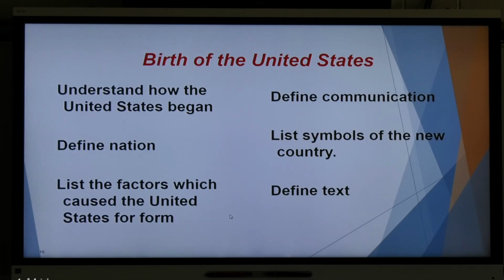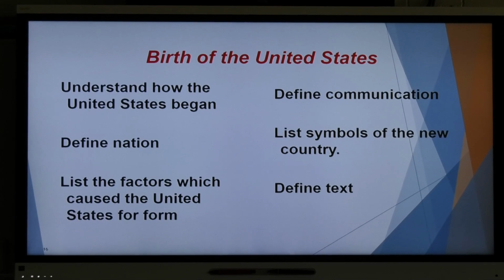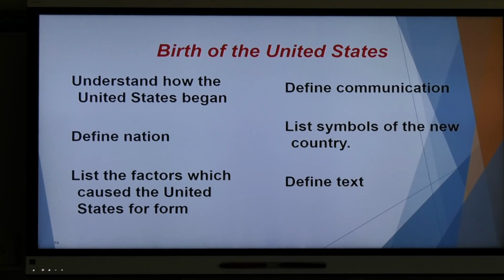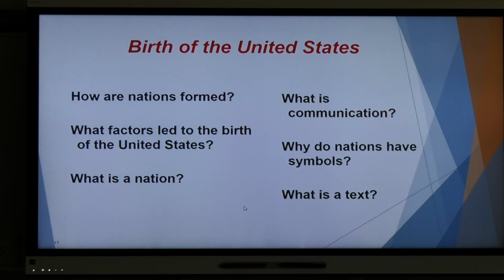I'll give you another example. This is from social studies. Again, they may be interesting, but if you just put it out there as a list of facts, it's not as inviting. But how are nations formed? I mean, that's a really cool question, if you really think about that. What is communication? Has a student ever really thought about what that really means? And why do nations have symbols? And what is a nation? Like, I want to be in that class, because that's gonna make me think about these big topics that maybe I haven't actually thought about before.